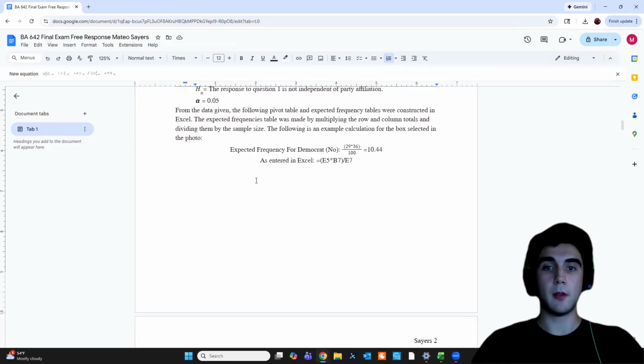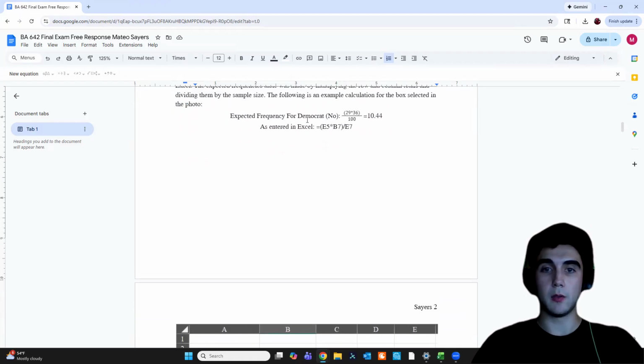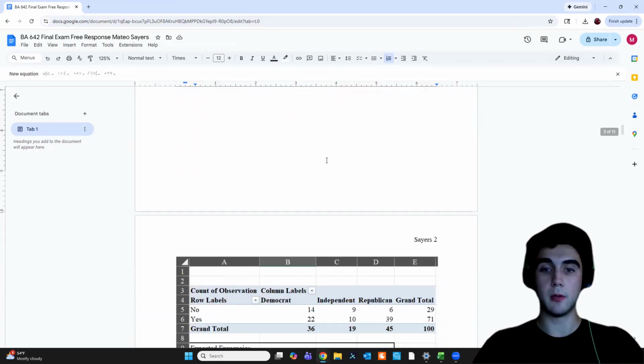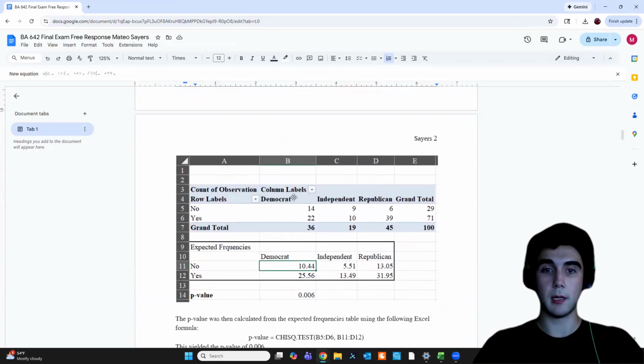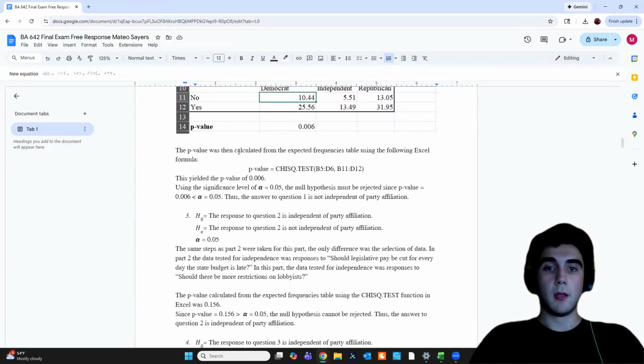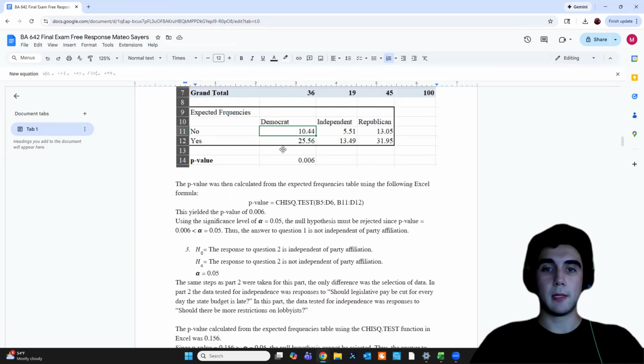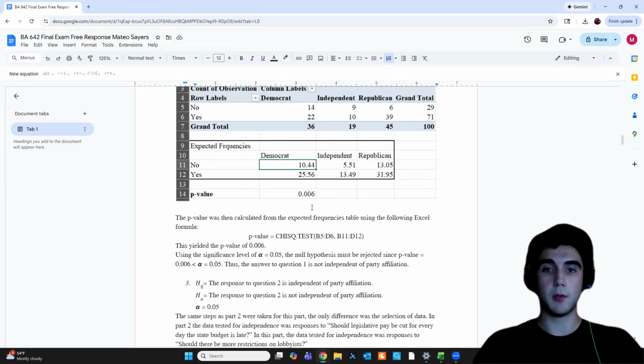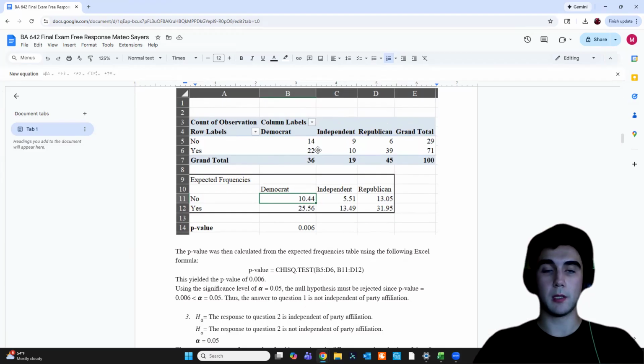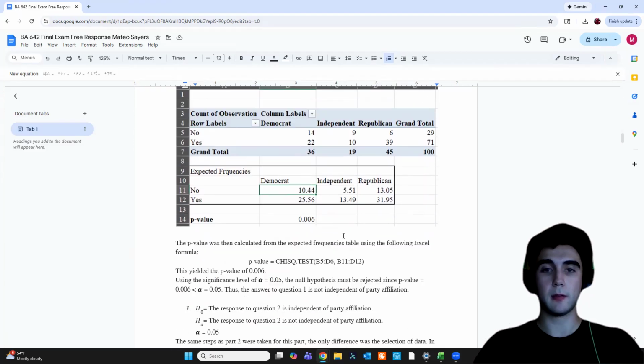From the data given, the following pivot table and expected frequency tables were constructed in Excel. And this is the formula I used to make the expected frequency table. The original table right here, like the observation table, was created using the pivot table option in Excel. The p-value was then calculated from this expected frequencies table using the chi-square test function in Excel, in which I compared the observation values with the expected frequency values.